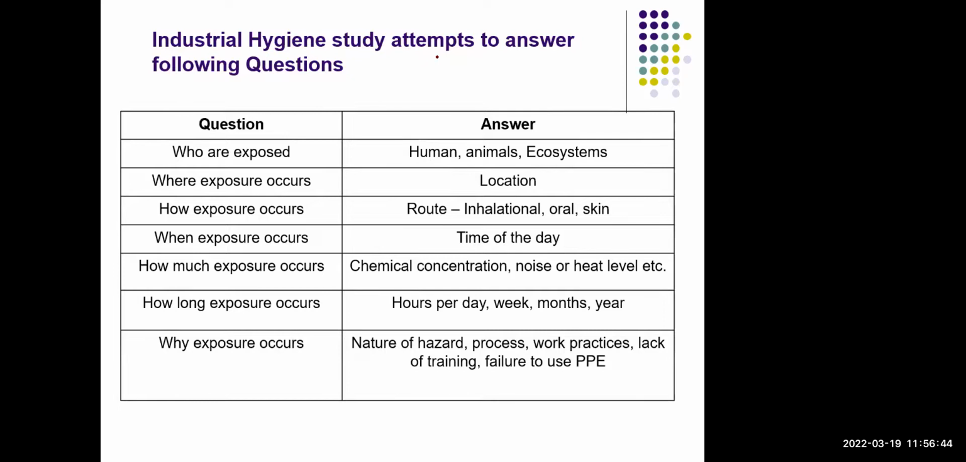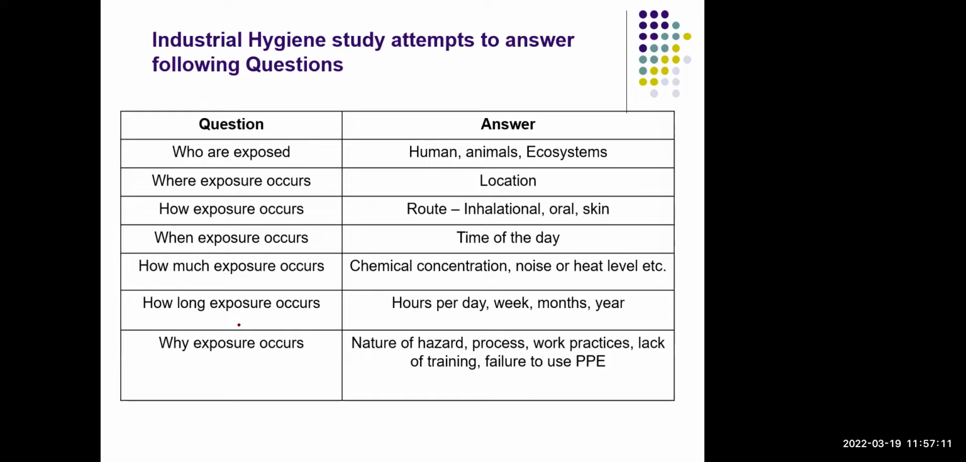Basically, an industrial hygiene study attempts to answer these questions. Who is exposed? Humans, animals, ecosystem. Where does exposure occur? The location, because it doesn't occur in every place of the factory. How does exposure occur? The routes, which we have discussed. When does exposure occur? The time of the day, in the morning or in the afternoon. How much exposure occurs? Here workplace monitoring will come. How long has exposure occurred?